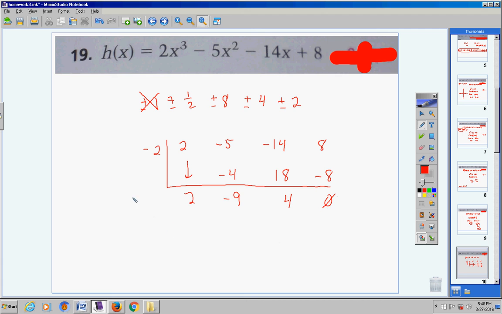So we found one of our zeros. I'm going to come up here, negative 2 gave me out a 0. So one of my zeros would be negative 2. Now I did have a third degree, so now I have a second degree. Okay? So let's write that down. 2x squared, negative 9x, positive 4. Now maybe I can factor this. Maybe I can't. Okay, let's see.